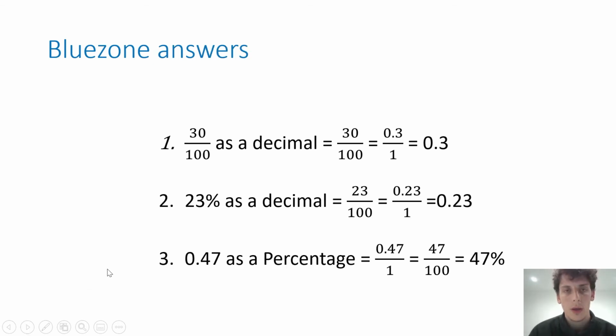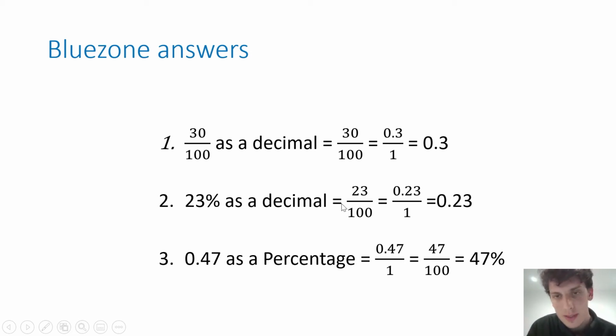Excellent. So I hope that was good. So 30 over 100 as a decimal, you need to make it out of 1. So 30 out of 100 goes to 1. How do you get there? 100 divided by 100 is 1. So you've got to do the same for the top. 30 divided by 100 is 0.3. Okay, so that's your decimal.